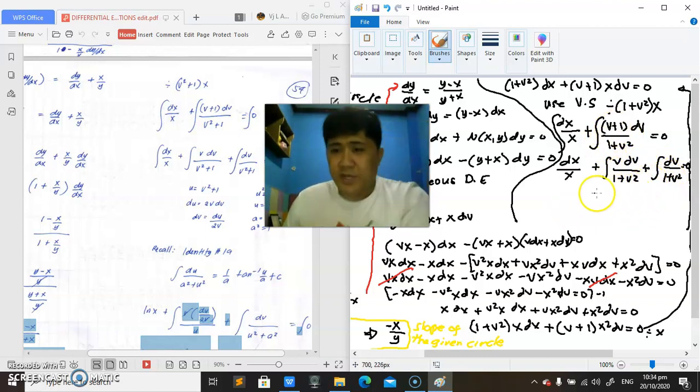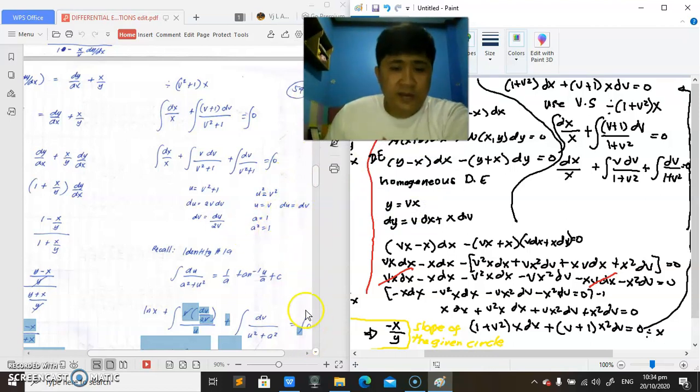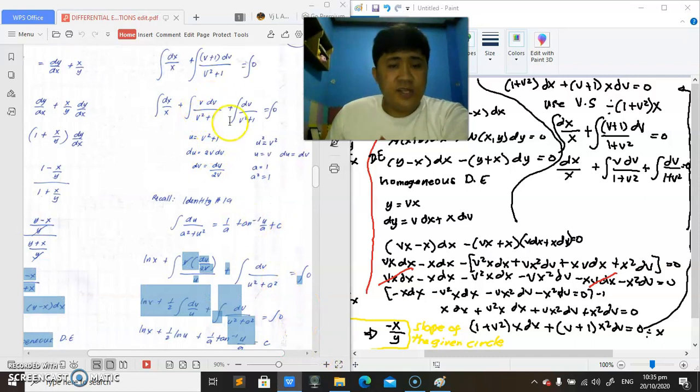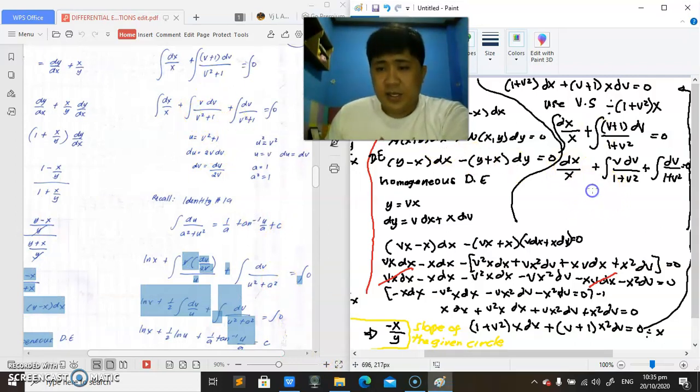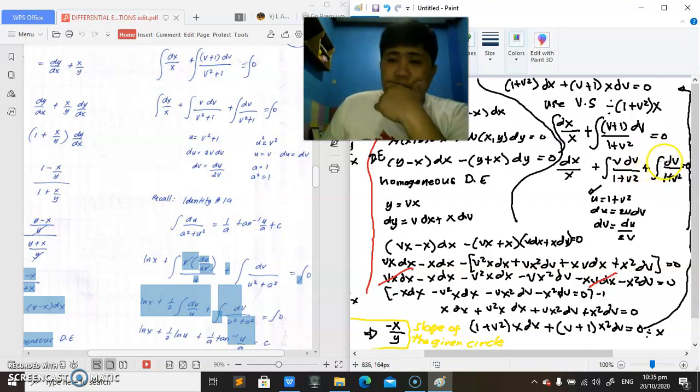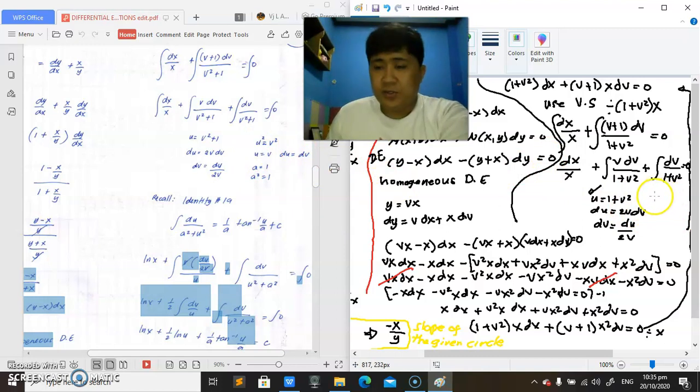With this, we could now integrate directly, but we need to recall some identities. In this case, u is 1 plus v squared. When you differentiate, du is 2v dv, so dv is du over 2v. But in this case, you cannot use that one because you don't have any variable in the numerator to cancel. So from here, you could use this identity, which is a trigonometric one.